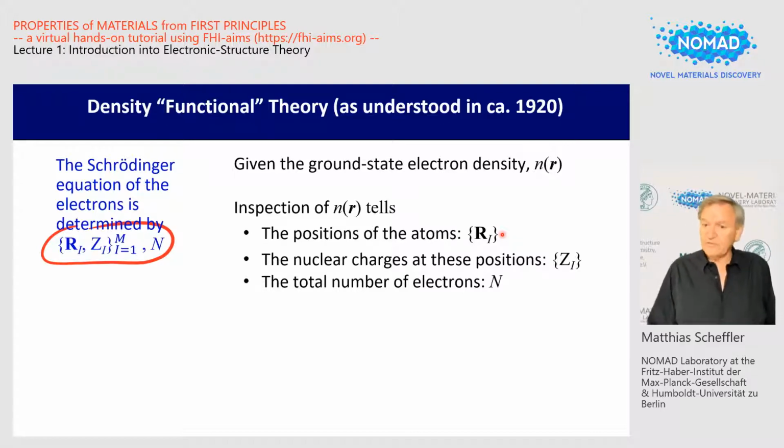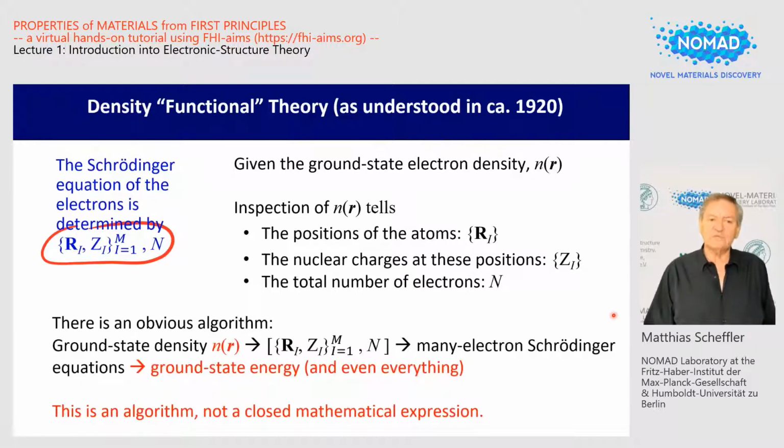So the position of the atoms is visible from the density, but because of this infinite divergence, you can also in fact get the nuclear charges from the electron density at the positions of the atoms. And of course, integrating the electron density means you get the total number of electrons. So inspection of the electron density gives us all the numbers which we need to build the Hamiltonian.